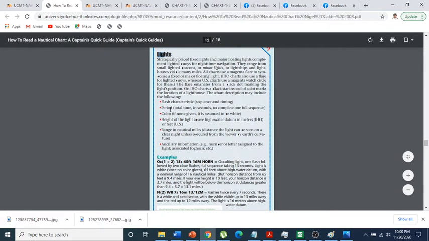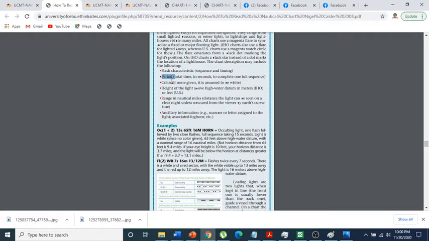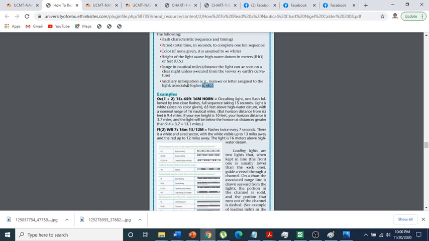Firstly, just a summary. The characteristic means sequence and timing, period, and total time, meaning the flash characteristic, whether it is occulting, flashing, and so on. Period, how many times the flashes occur, color, the color of the light, height of the light, range in nautical miles, and other additional information.